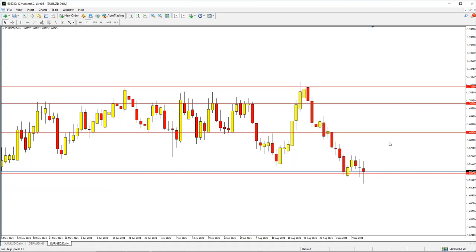For instance, right now, my bias for Euro NZD is still a sell. Inside my head, subconsciously, I ask myself, I want to sell. So if it goes up, I leave it. If it's starting on the week and it goes up, I leave it.